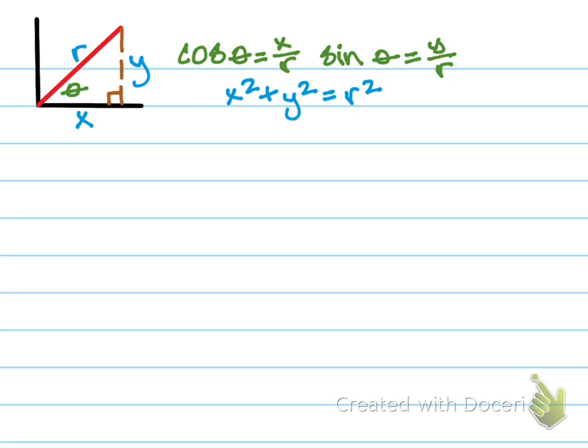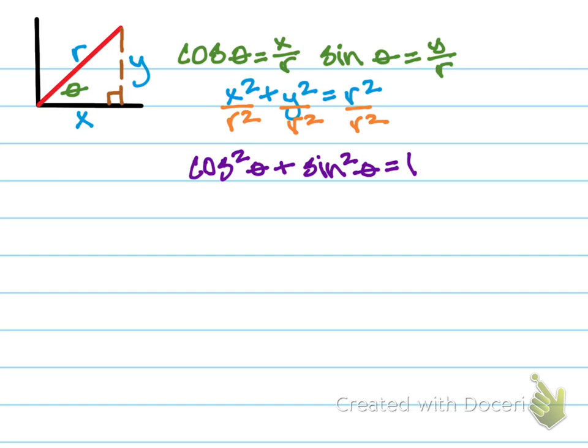If we go through that Pythagorean theorem and we divide everything through by r squared, we get cosine squared plus sine squared equals 1. And that's our first Pythagorean identity. We usually like to write that as sine squared plus cosine squared is 1 because we mathematicians are a little bit particular about stuff. So that is our first Pythagorean identity.